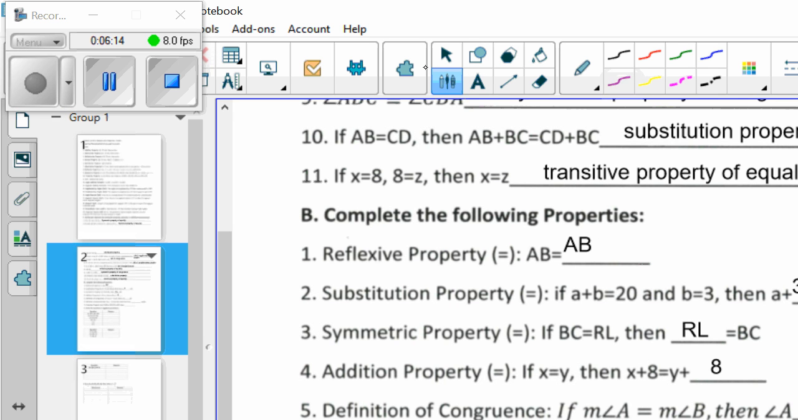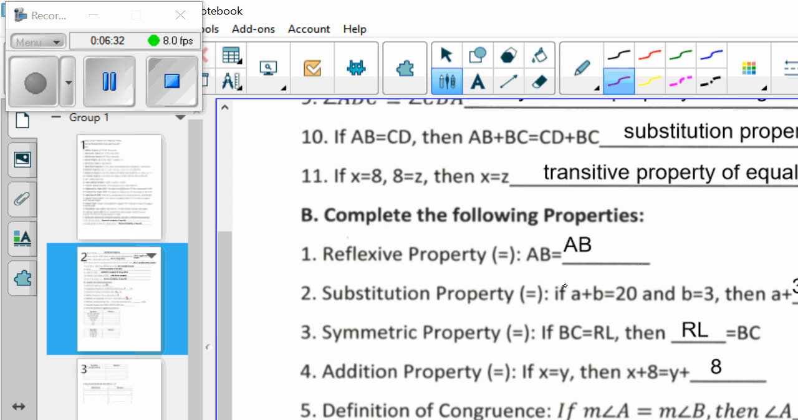Switch here to my pen. So, definition of congruence. If the measure of angle A equals the measure of angle B, then angle A is congruent to angle B. Okay? So the definition of congruence is when I need to switch from equals to congruence.